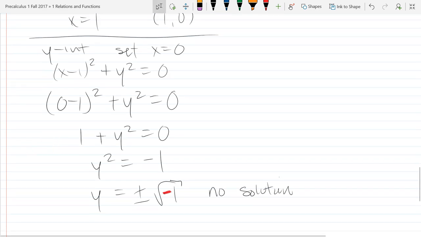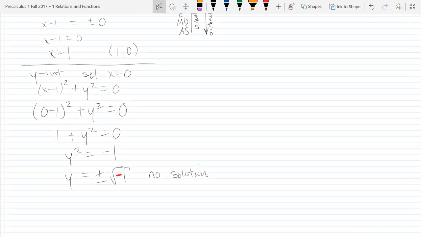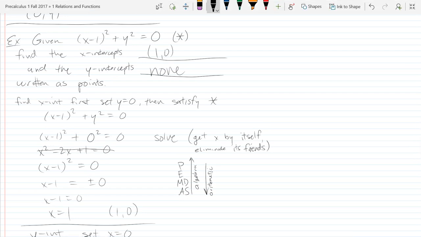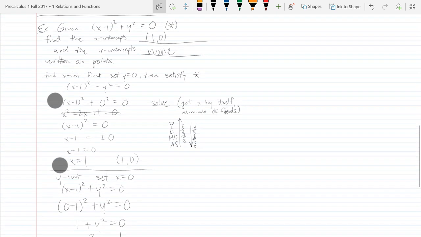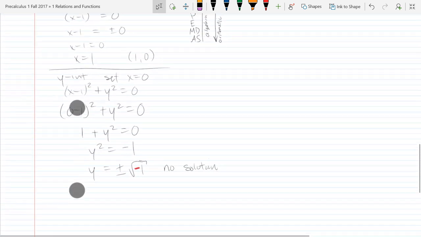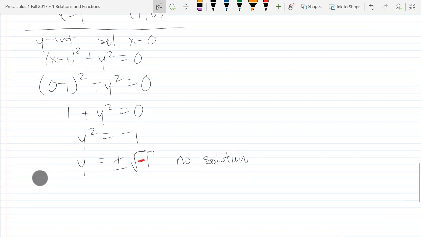So algebraically, this is no solution. The original question said, what are the y-intercepts? So algebraically, we get no solution. What does that mean about y-intercepts? No y-intercepts. So we're just going to write none, or there are no y-intercepts. You're going to find precalculus classes very much using algebra to answer deeper mathematical questions. So we're definitely using algebra, but not exclusively algebra. You want to make sure you answer the question that was originally asked.